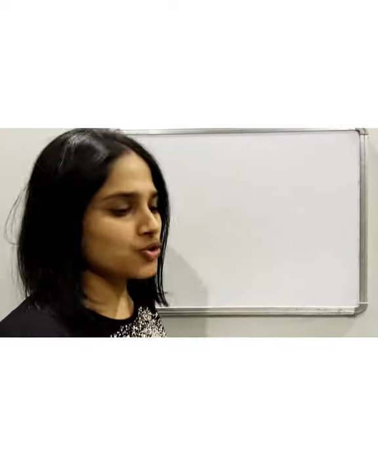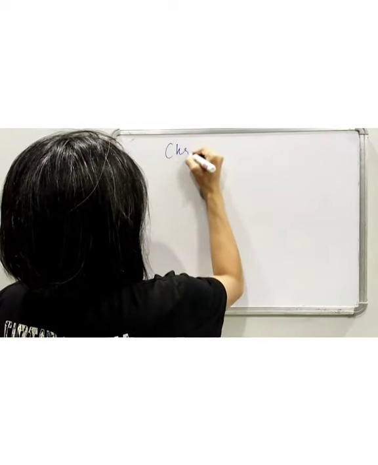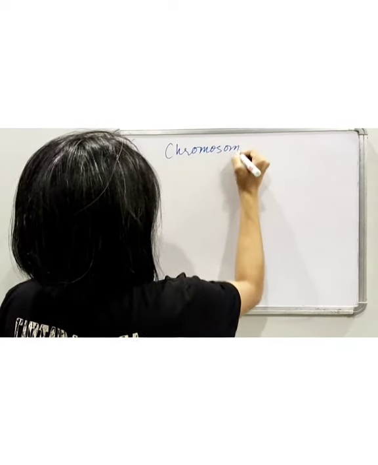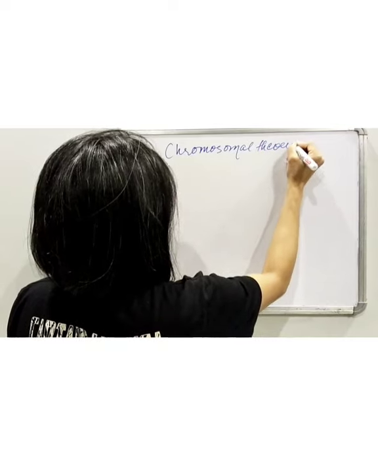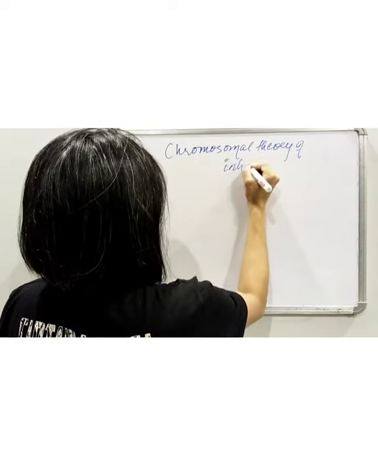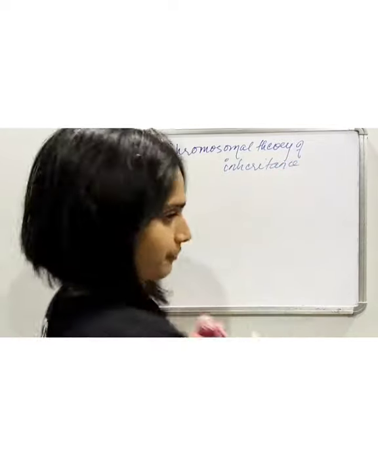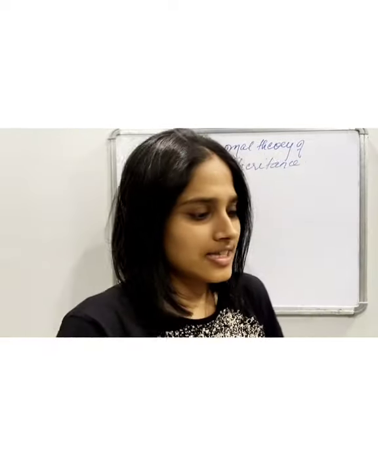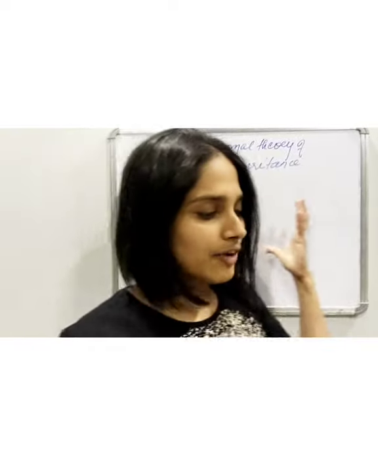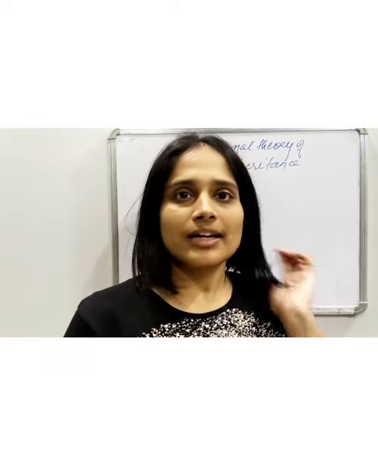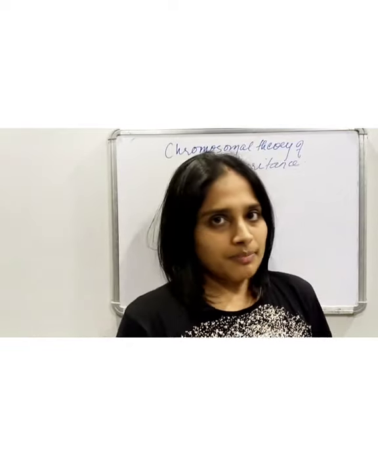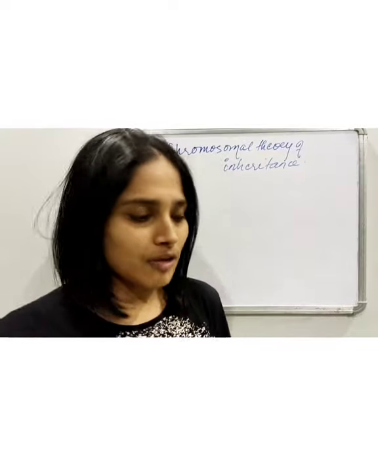We are discussing Mendelian genetics, and today we'll talk about the chromosomal theory of inheritance. This theory identified chromosomes as the genetic material which is responsible for transmission of characters from one generation to the other, which was initially studied by Mendel, who is also known as the father of genetics.